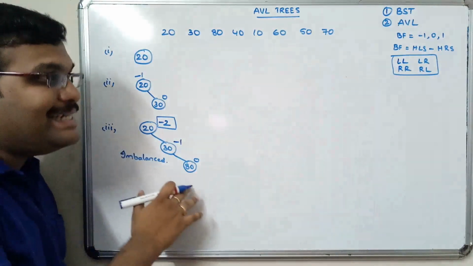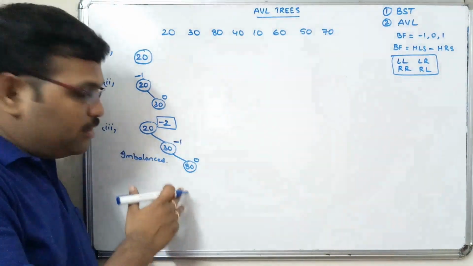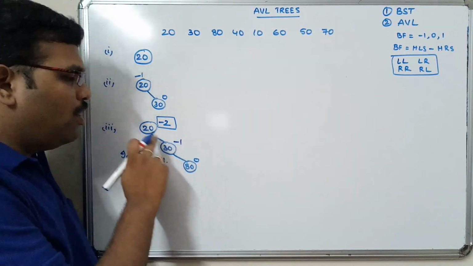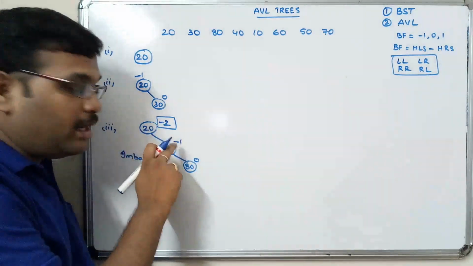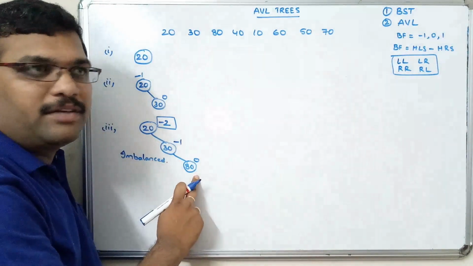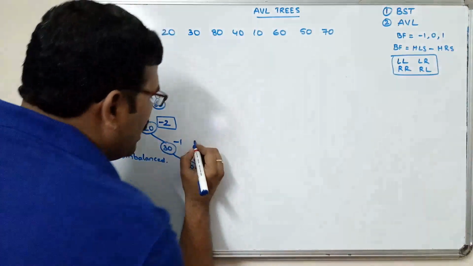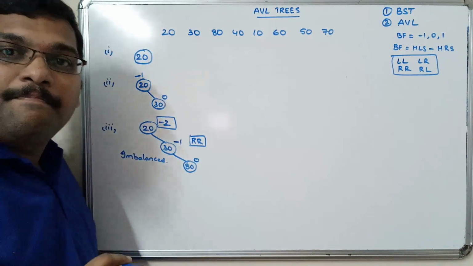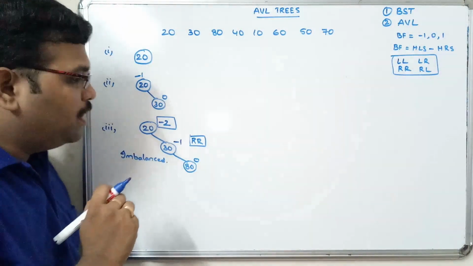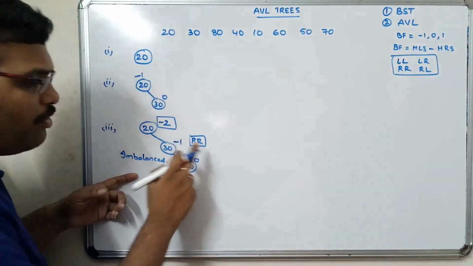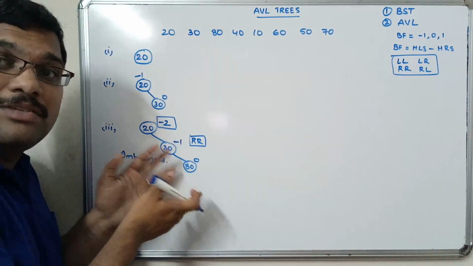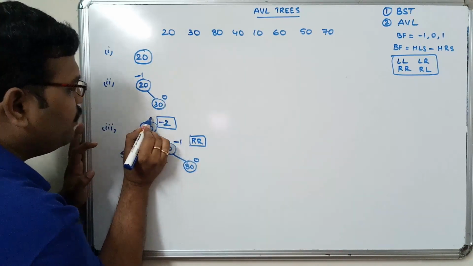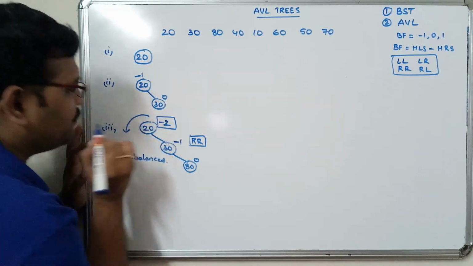So this is right skewed. When we got this imbalance, whenever we are inserting an element into the right subtree towards the rightmost position, that is called RR rotation. So we have to apply the RR rotation. After applying the RR rotation we have to rotate towards the left side. RR means towards left. So we have to rotate in this direction.